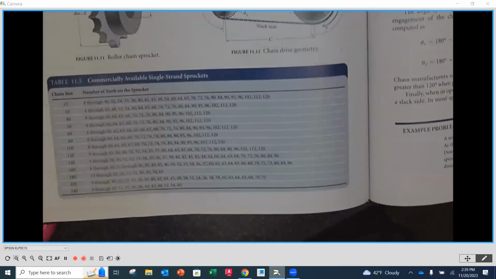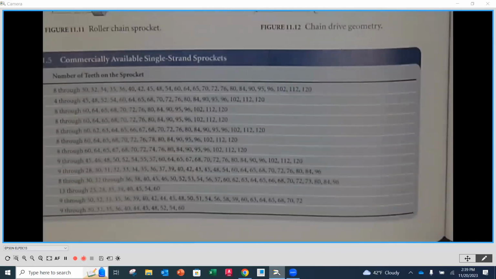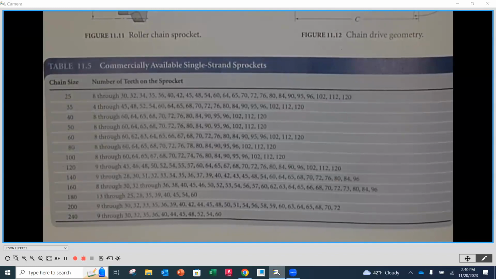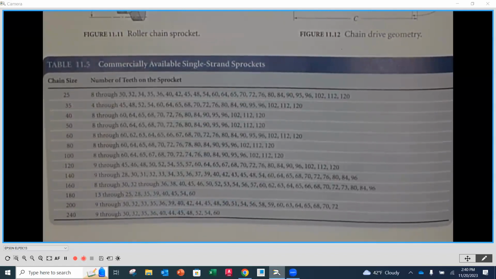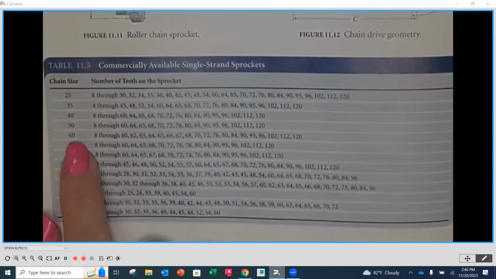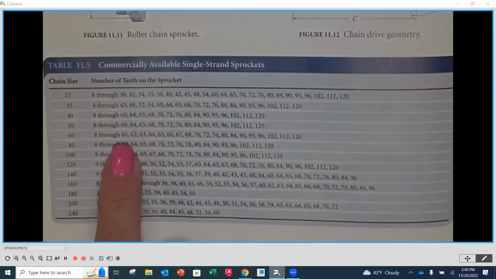Okay. And before we look at our example problem, I just want to show you, because I skipped over it for some reason, we have this chart right here. This is table 11.5, commercially available single strand sprockets. So when we specify sprockets based on the chain size, they are not going to make the sprocket in an infinite number of teeth. So if we know that we want a number 60 sprocket because that's the chain that we're using, you're going to notice that they have 8 through 60 in single tooth increments.